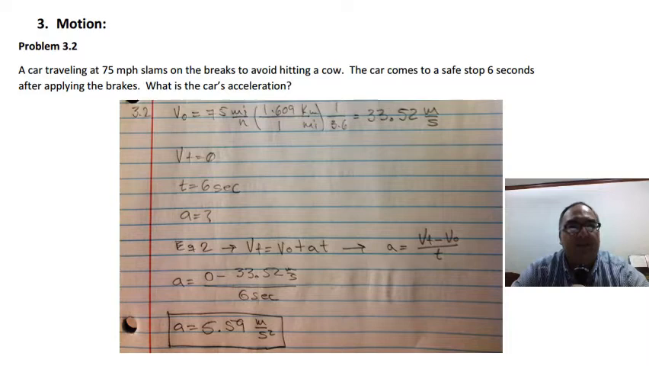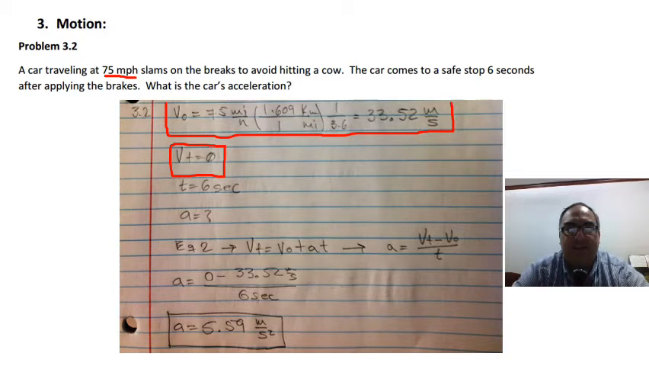This one, problem 3.2, a car traveling at 75 miles per hour. We need to convert that, we know. It hits the brake, slams on the brake, so basically it's stopping. This is very important because we need to know that the final velocity is going to be 0. The initial is going to be 75, and we convert that, again, the same way that we did it on the other problem, to meters per second. And then we have 6 seconds, again, same seconds.